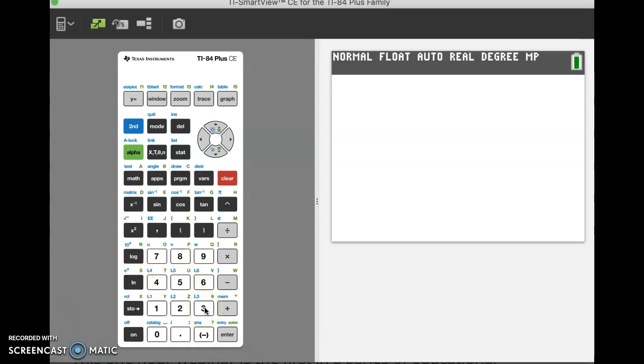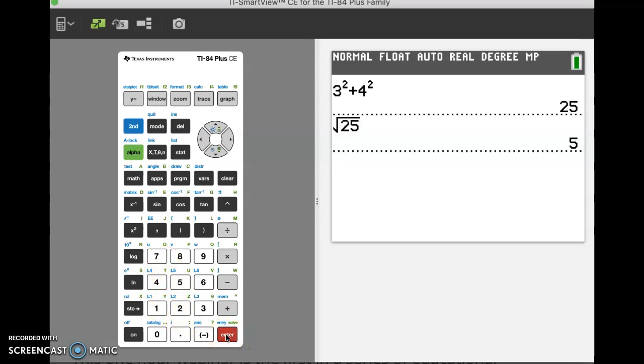We'll use a 3, 4, 5 right triangle. So I'm going to do 3 squared plus 4 squared. I'm going to hit enter. You notice that that's 25. Then I want to get the square root of 25. Let's say I don't know it. I'm going to do second x squared, and look what that gives me. It gives me the radical sign, or the square root sign. And then I'm going to type 25 and hit enter, and it's 5.